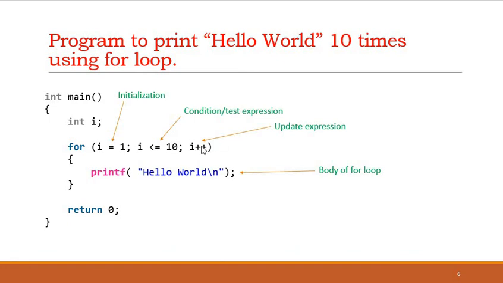Like that, for i equal to 3, it will be checked whether i is less than or equal to 10, so it will be printed. So the third time it will be printed, then the fourth time, then fifth, sixth, seventh, eighth, ninth, and 10th.